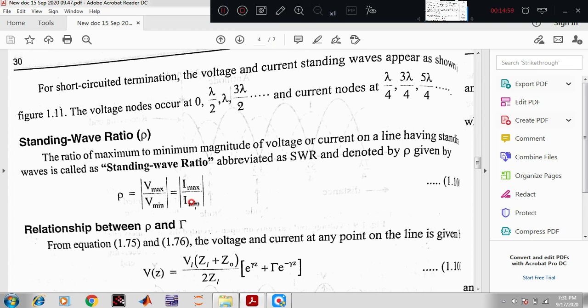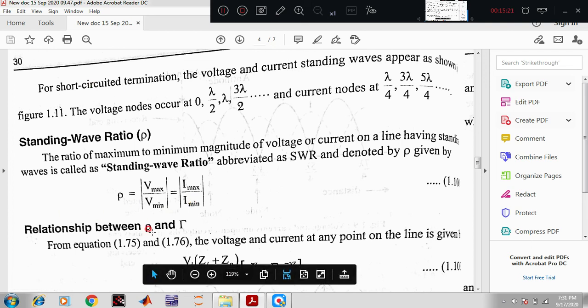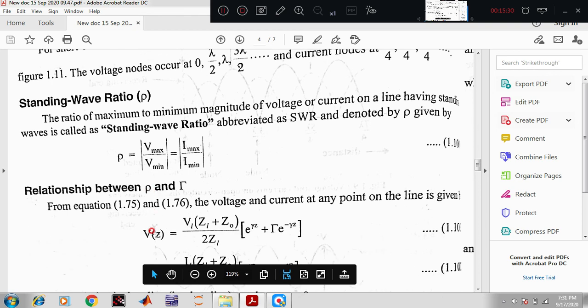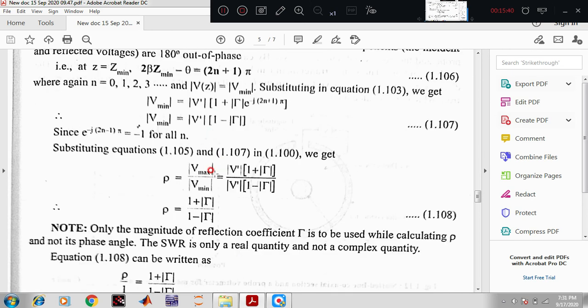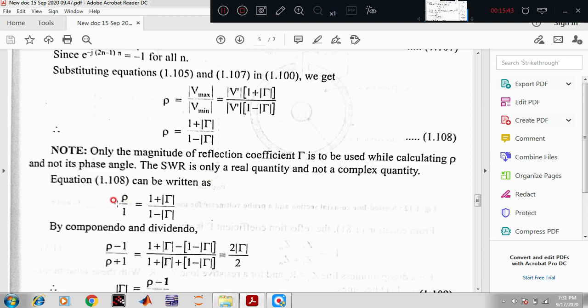So in the previous classes you already studied the parameters like the transmission coefficient and the reflection coefficient, right? So to define or to calculate the standing wave ratio rho, most of the time we use the reflection coefficient, that is tau, right? So let us relate the reflection coefficient with the standing wave ratio. I am not going to discuss the derivation part. You just remember the relation between the reflection coefficient and the standing wave ratio.